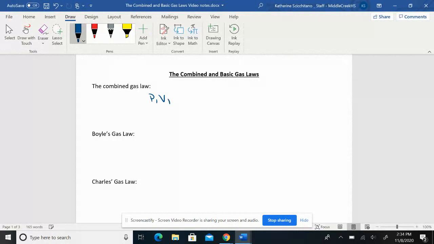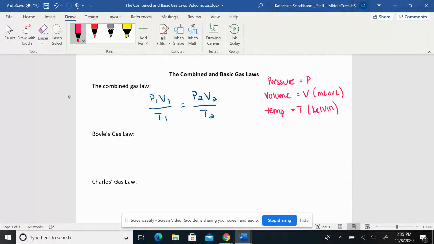So the combined gas law is P1V1 over T1 is equal to P2V2 over T2. Pressure is P, volume is V, and temperature is T. Temperature, we are always going to use Kelvin as our units. Volume, we can use milliliters or liters. And then pressure, we can use any of the 4 pressure units that we've spoken about. So that's atmospheres, kilopascals, torr, or millimeters of mercury.